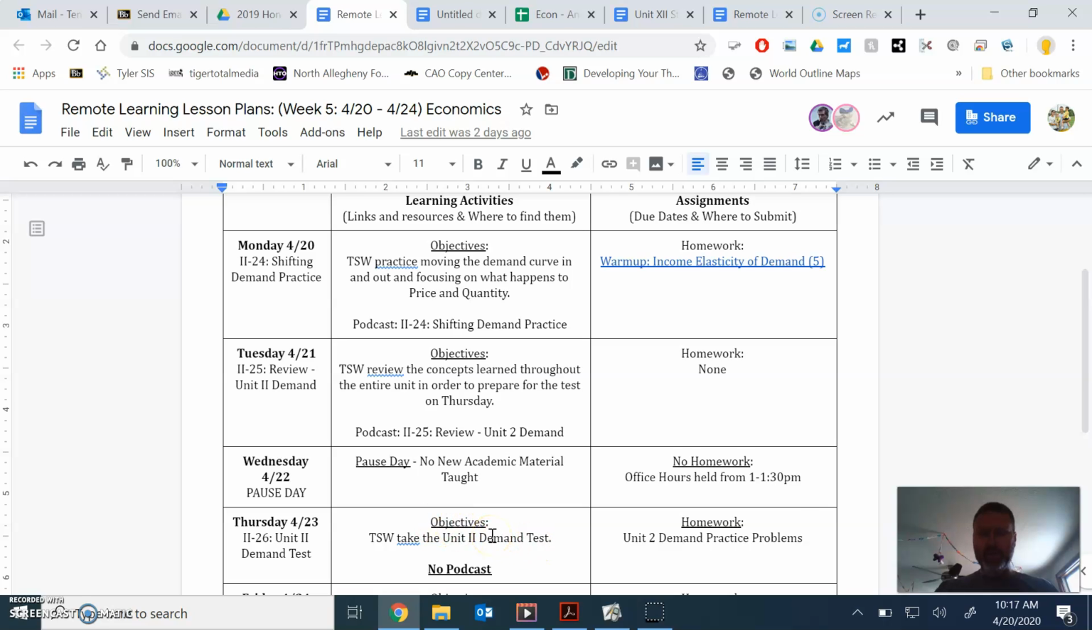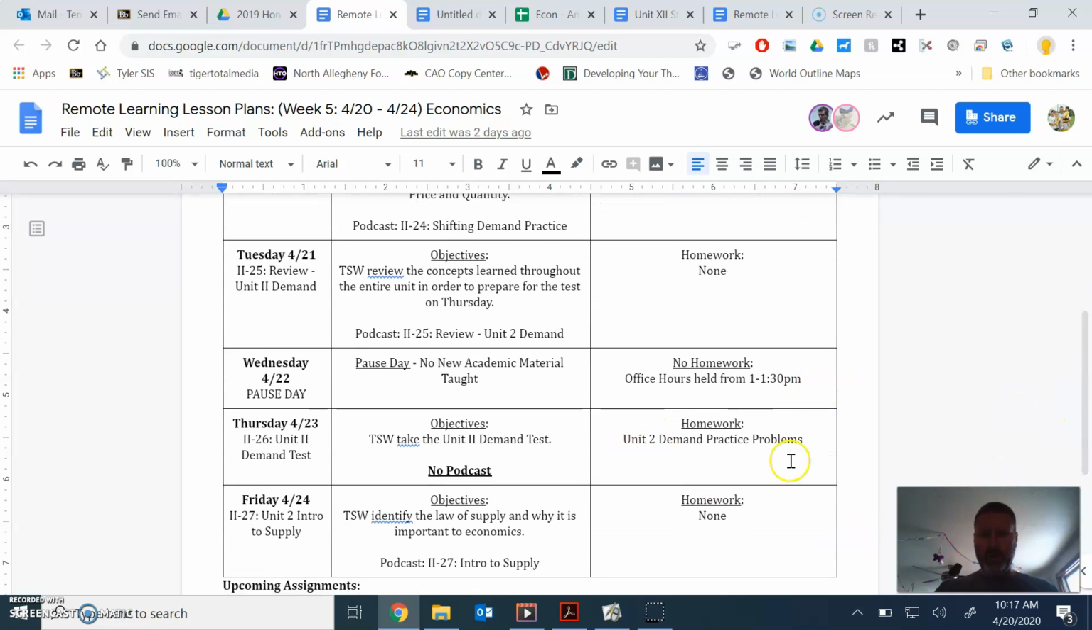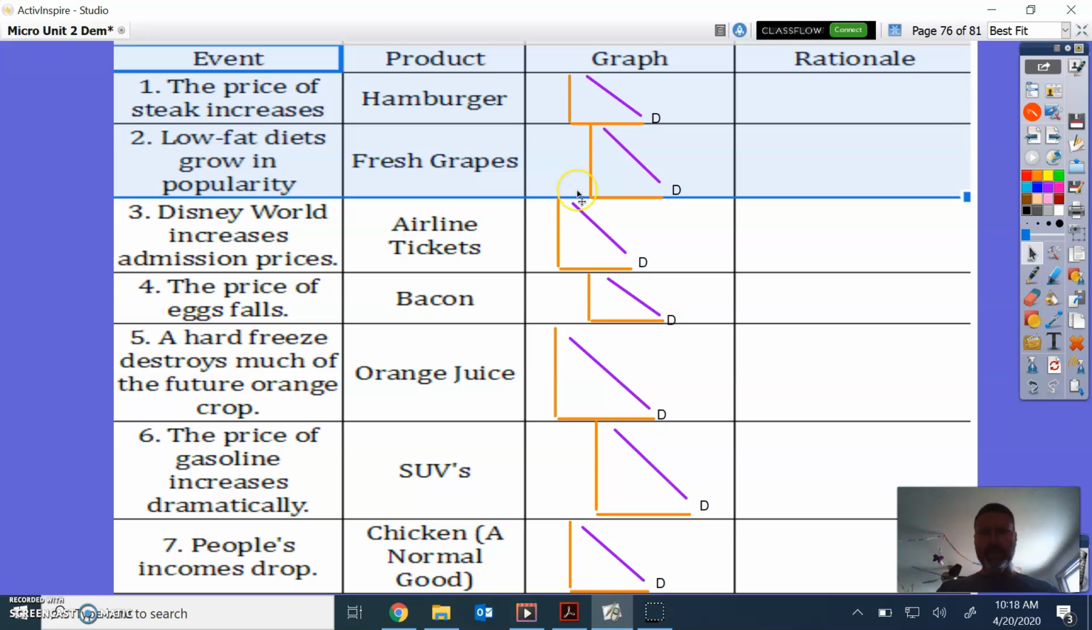It'll be a Google test, and then I'll probably have a warm-up practice sheet for you guys to do to turn in just to help you with your grades if you need to at that time. Okay? So where are we right now? Well, we have 3 pages of practice to work on right now.